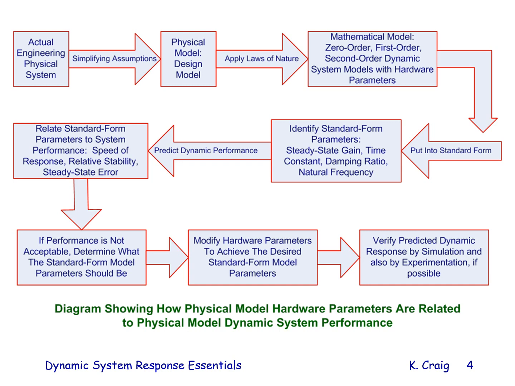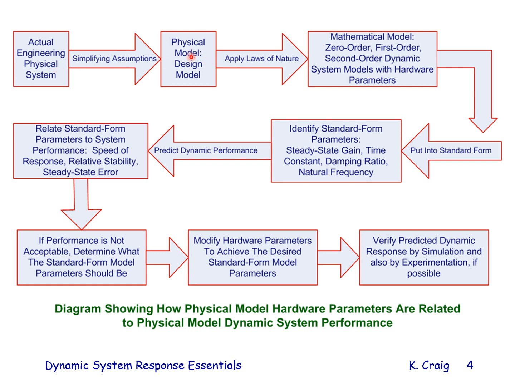Here's a diagram showing how physical model hardware parameters are related to physical model dynamic system performance. Let me take you through this diagram. Everything starts with an actual engineering physical system. This is a system we want to understand, we want to improve. We use engineering judgment and simplifying assumptions to come up with a physical model, a model that captures the essential attributes of our real physical system. We call the first model we developed the design model. It's simple, but again, it captures the essential attributes of this physical system.